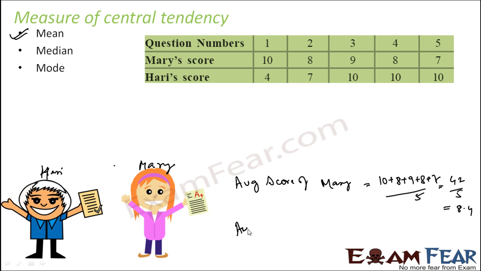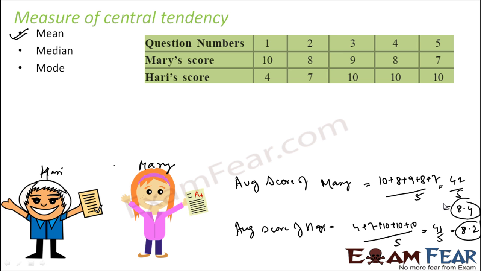And let's find the average score of Hari. That will be what? 4 plus 7 plus 10 plus 10 plus 10, 3 times 10, divided by 5. That is nothing but 41 by 5, and that is nothing but 8.2. So the average score of Mary is more than the average score of Hari. So Mary claims that since she has got a higher average score, she has scored better.